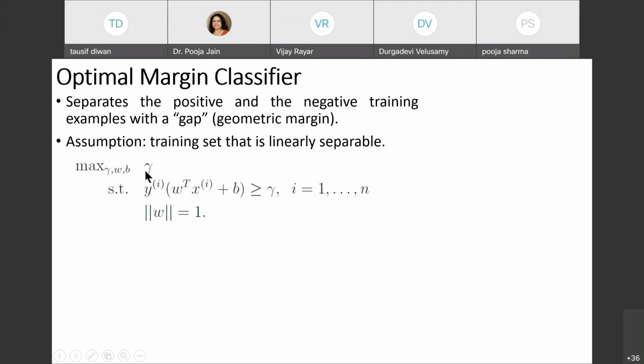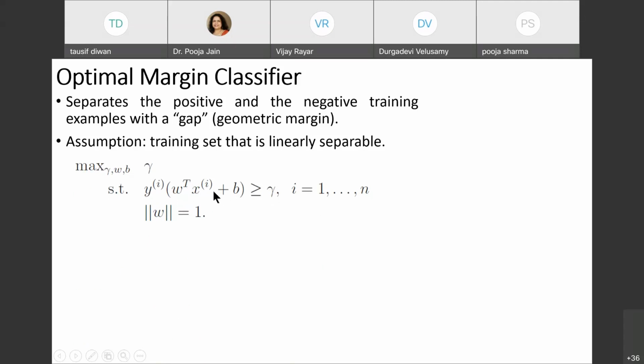Okay, so we want to maximize this gamma such that yi multiplied by this expression w transpose xi plus b. What is this expression? This expression is your functional margin. Functional margin for all the samples should be at least gamma.